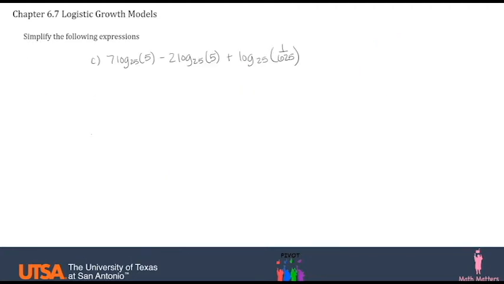Then our last example is 7 times log base 25 of 5 minus 2 times log base 25 of 5, and then plus log base 25 of 1 over 625. So we can do this again by term. Let's look at the 7 times log base 25 of 5 first. So this can be rewritten as log base 25 of 5 to the 7th.